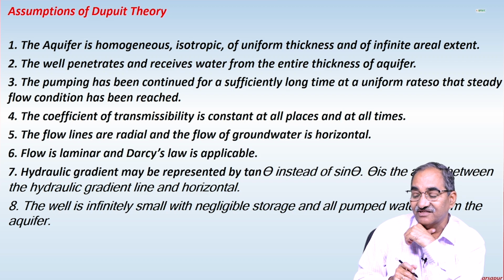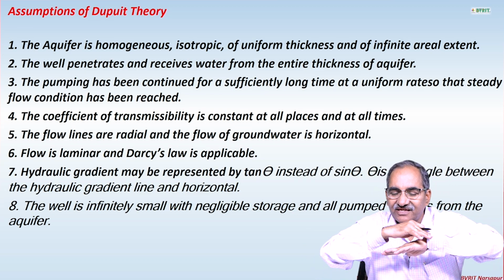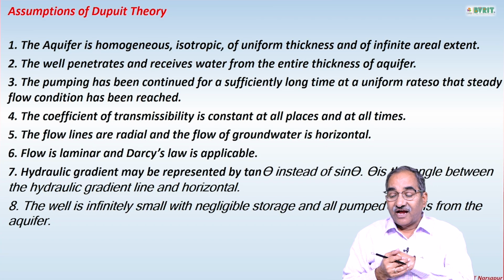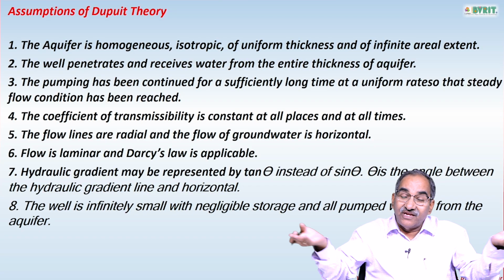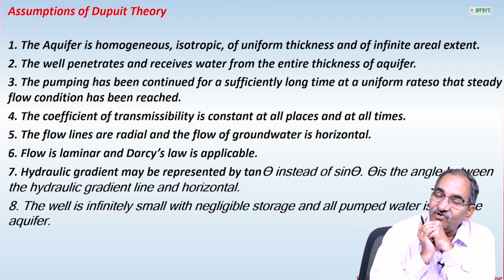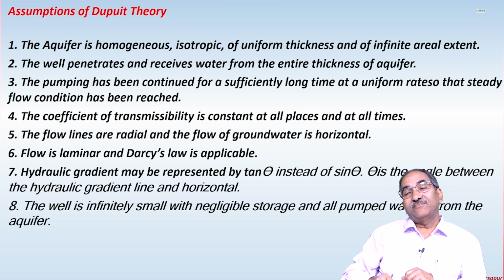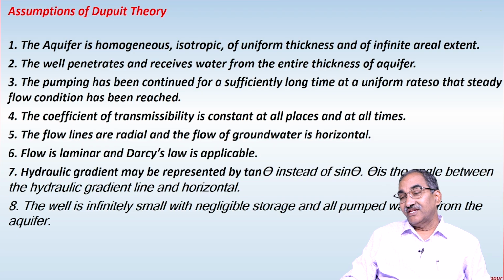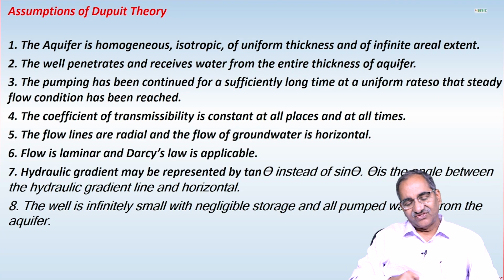That coefficient of transmissibility is constant. That is what we are assuming. And the flow lines are radial and the flow of groundwater is horizontal. Only lateral flow we are considering. And flow is laminar. Darcy's law is applicable. And the hydraulic gradient may be represented by tan theta instead of sin theta, and theta is nothing but the angle between the hydraulic gradient and the horizontal.